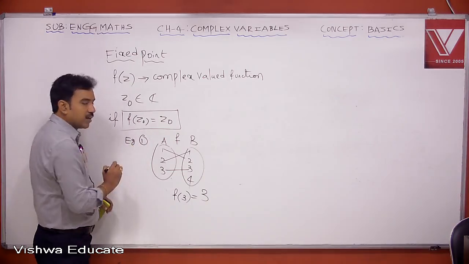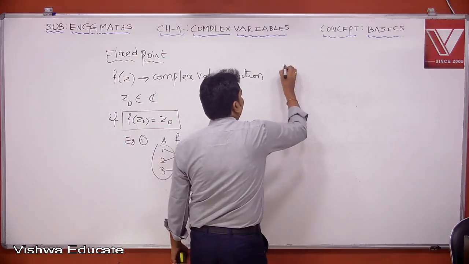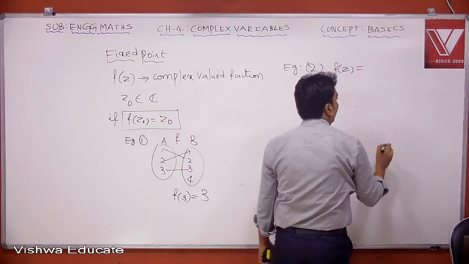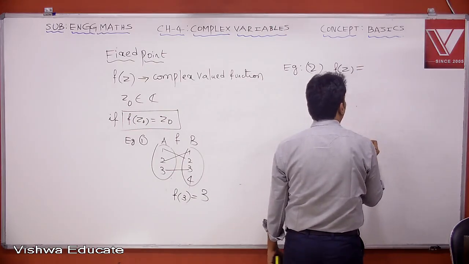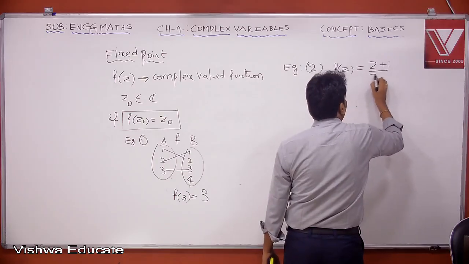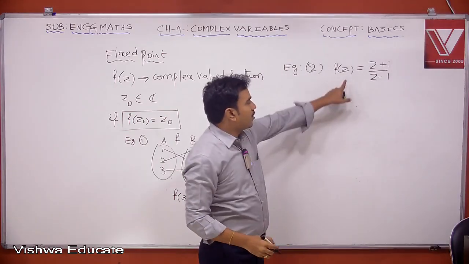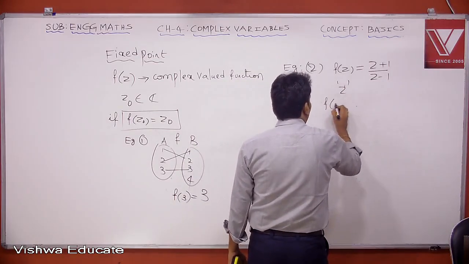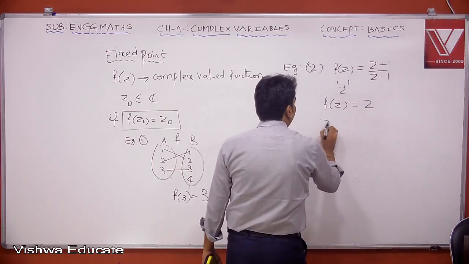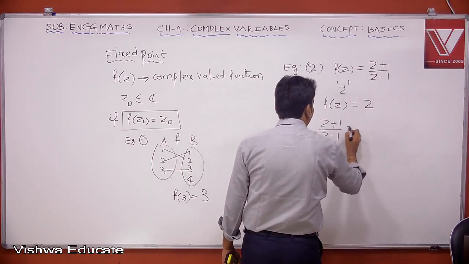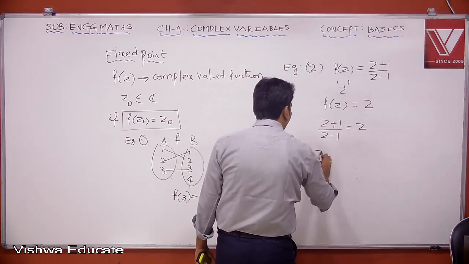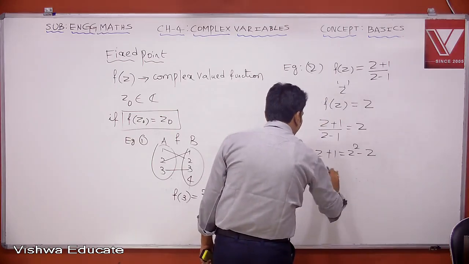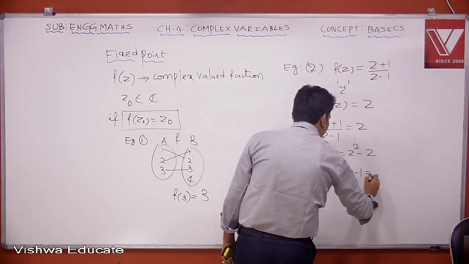This is example 1. If I take example 2, that is complex variables. Suppose f of z equals, for example, z plus 1 by z minus 1. Now I want the fixed points of this complex valued function. Suppose z is a fixed point, then f of z must be equal to z. So z plus 1 by z minus 1 equals z. This implies z plus 1 equals z square minus z. So this implies z square minus 2z minus 1 equals 0.